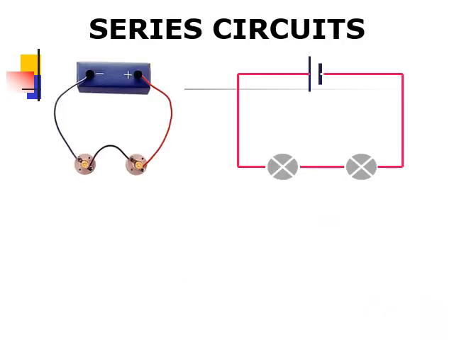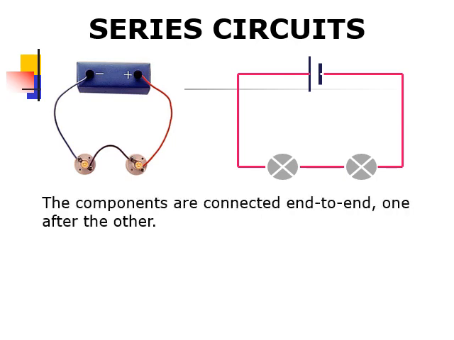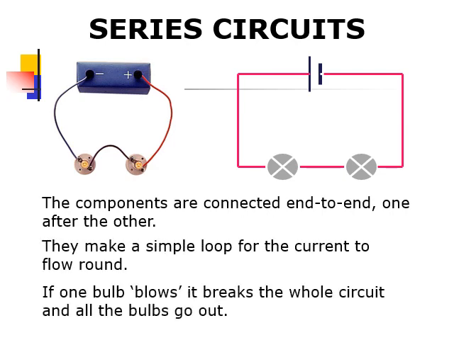Alright, so first we're going to take a quick look at series circuits. You can see here the same pictures we had in the last slide, as well as a circuit diagram of what this circuit would look like. For a series circuit, the components are connected end to end, one after the other, creating a simple loop for the current to flow around. The current flowing through this circuit is just going to follow one path all the way through. It's going to pass through both light bulbs and then go back to the other terminal. And for a series circuit, if one bulb blows, it breaks the entire circuit, right? If you have an issue with one of these light bulbs, now you don't have a complete circuit anymore, and you're going to have no current flowing anymore.